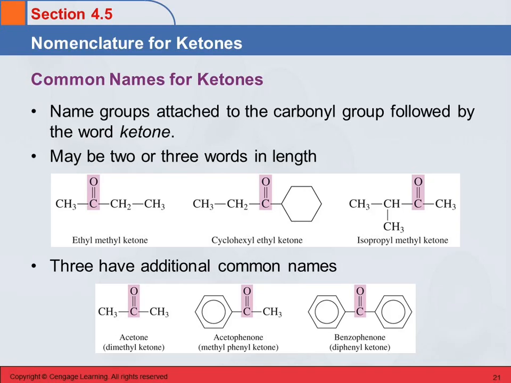What would the IUPAC name for acetone be? Because both acetone and dimethyl ketone are common names. It's 3 carbons, right? So propanone, and the ketone group is on carbon number 2. So I think we would call that 2-propanone. Although again, I'm not sure about the 2 if we actually need that, because you couldn't have a ketone with the ketone group anywhere else.